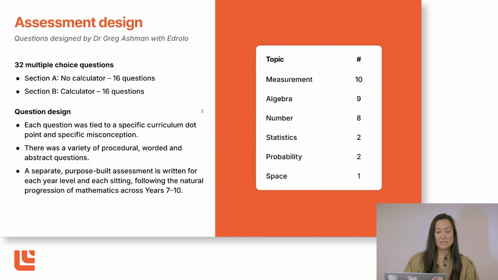There's a variety of procedural, worded, and abstract questions. Every year, there's a separate purpose-built assessment that's written for every year level, so it will follow that natural progression for math. And every year, there's a new assessment that is written. We'll get into it a little bit more, and that's one of the features of this assessment as well: as teachers, you will get a copy of the questions, and often in NAPLAN, you can't see the questions. So you'll get a copy of the questions that you can go back and dig into with your class.